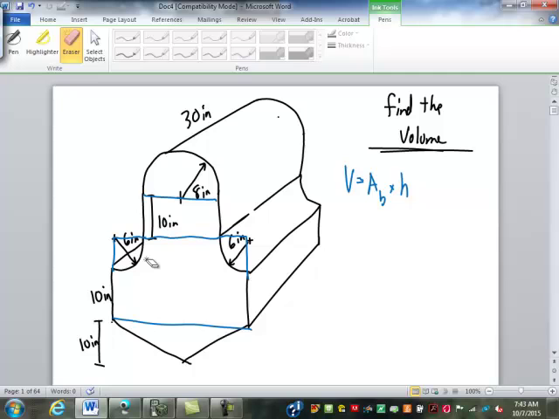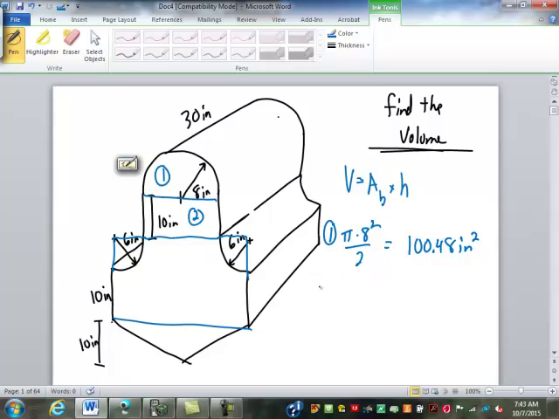So I have 4 pieces here I'm going to find, and then I'm going to subtract out those 2 quarter circles. So my first piece up here is that half circle. That's going to be pi times 8 squared over 2, which is about 100.48 square inches, correct? Okay. Piece 2 here is a 10-inch by what rectangle? By 16. 8 and 8 make 16. So that is 160 square inches.